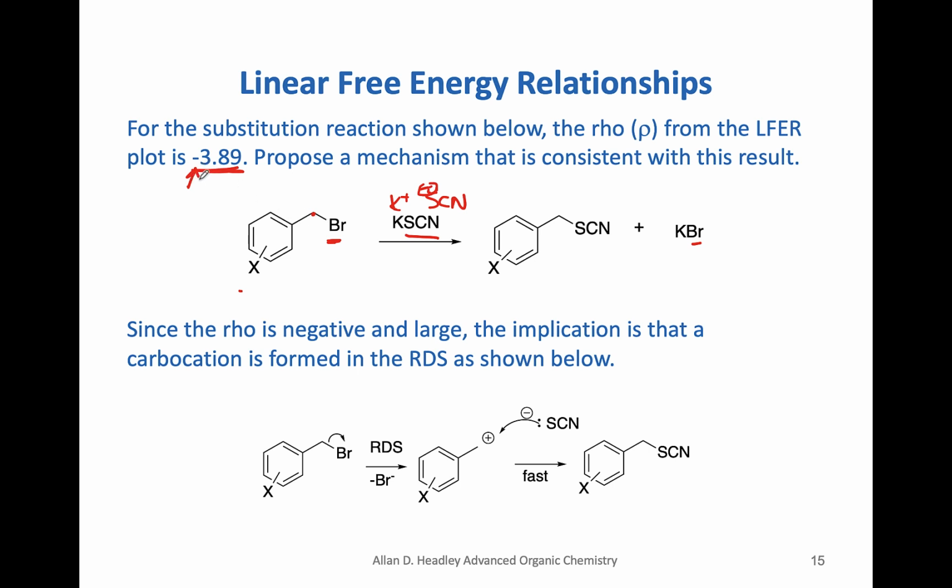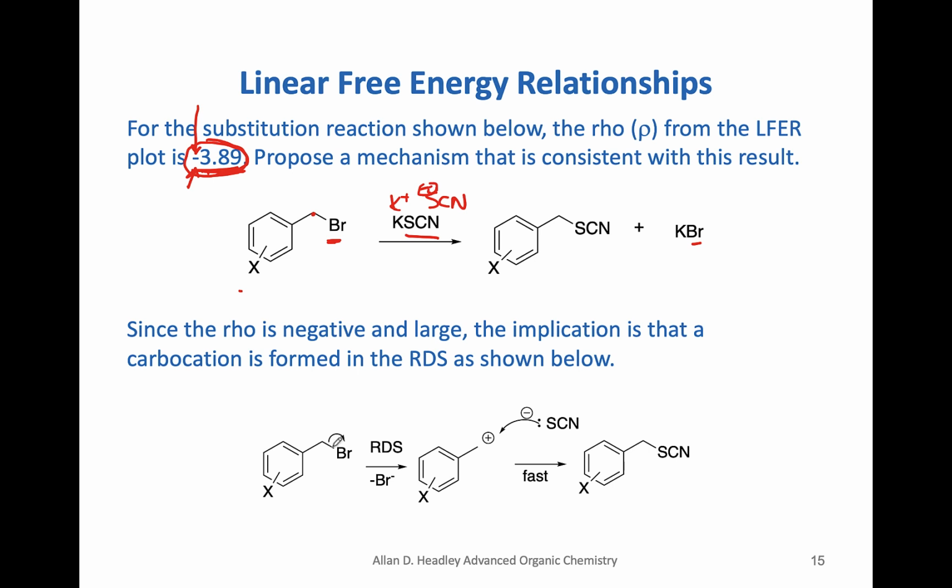3.89. Two things. It's negative, which means the opposite for benzoic acid, which means that instead of a negative intermediate in the transition state for the rate determining step, it will be a positive. And notice the magnitude, 3.89, much larger than 1, which means that it's a very positive intermediate. So with that information, just based on the magnitude of this number and the sign of that slope, here's a possible mechanism.